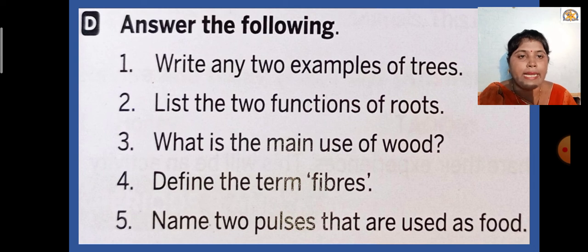And the last question is number 5, name two pulses that are used as food. Your answer is urad dal, chana dal are the pulses which are used as food. You can write another example also. You have to write all the answers of these questions, and the questions also, in the science notebook, and student, it is compulsory. You have to write them down and you have to learn them also.